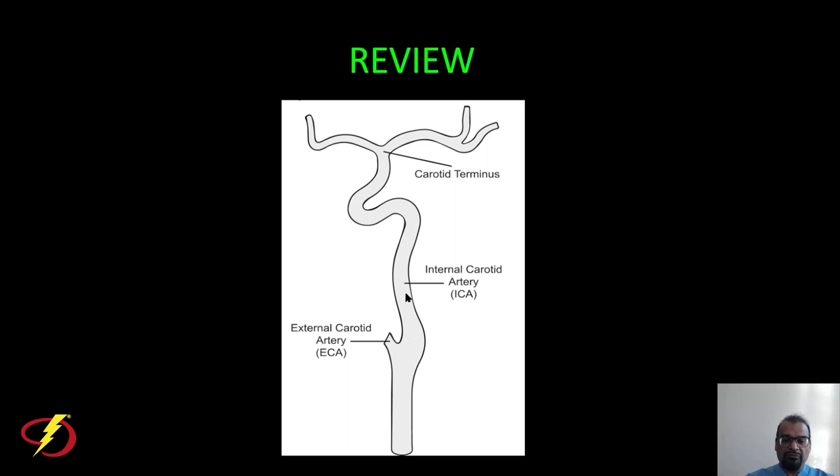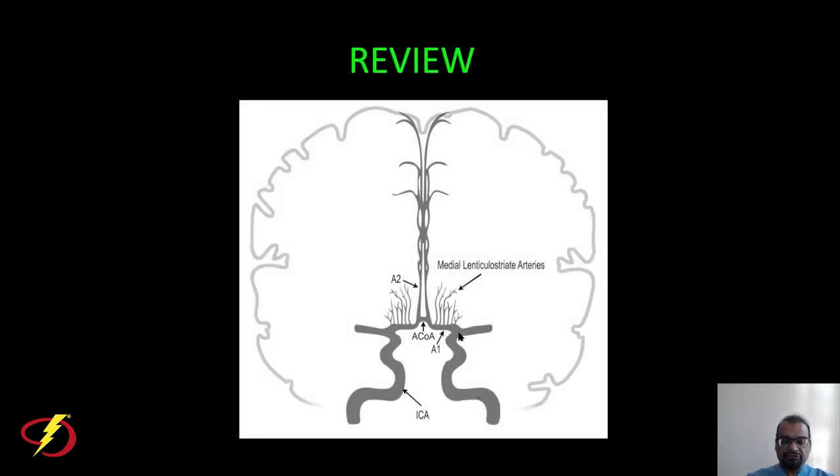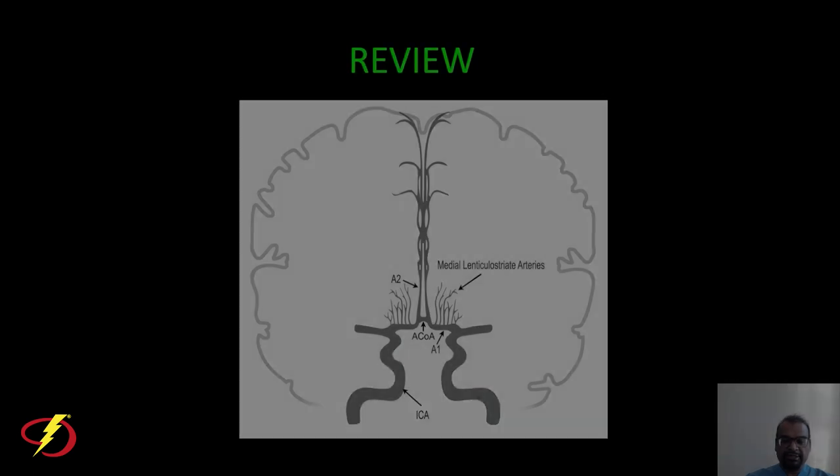Remember, we talked about all four of those segments of the internal carotid artery. The carotid artery itself terminates at a carotid terminus. Then the carotid artery bifurcates laterally into a middle cerebral artery and medially into an anterior cerebral artery. The anterior cerebral artery has an A1 segment, its first segment, connected to the opposite side via the anterior communicating artery, and distal to the anterior communicating artery is the A2 segment.